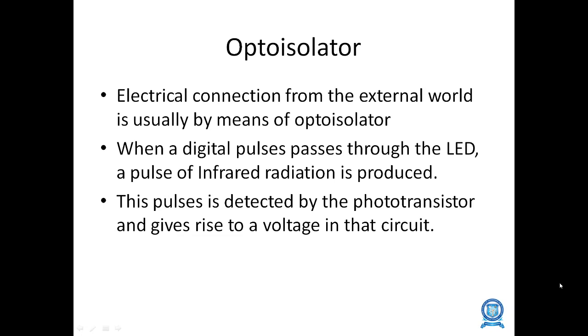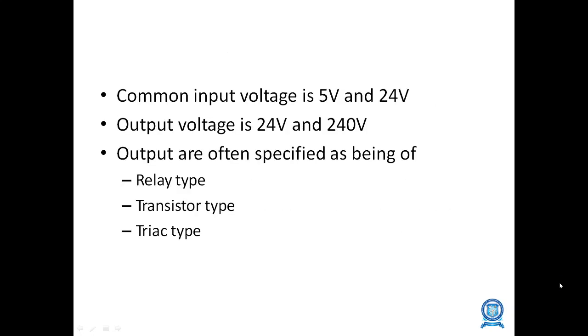Optoisolator. Electrical connection from the external world is usually by means of an optoisolator. When the digital pulse passes through the LED, a pulse of infrared radiation is produced. This pulse is detected by a phototransistor and gives rise to a voltage in the circuit. Common input voltages are 5 volt and 24 volt, and the output voltages are 24 volt and 240 volt.